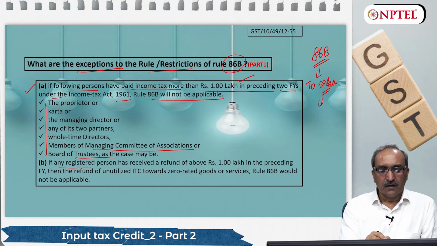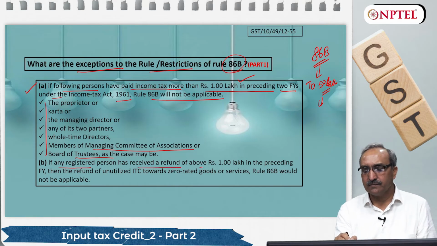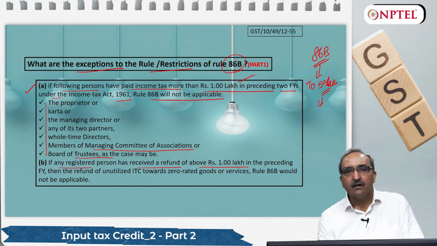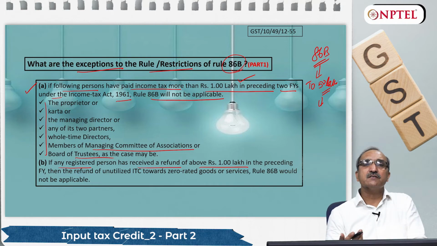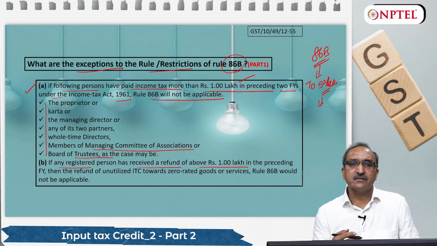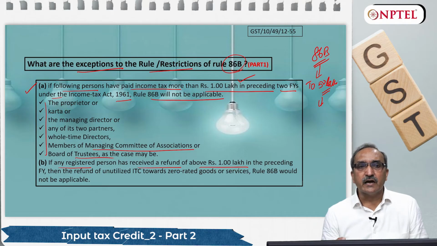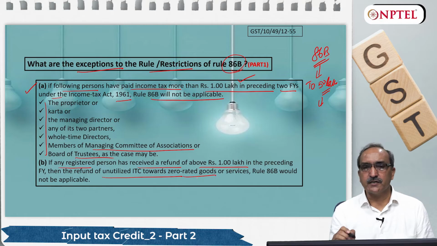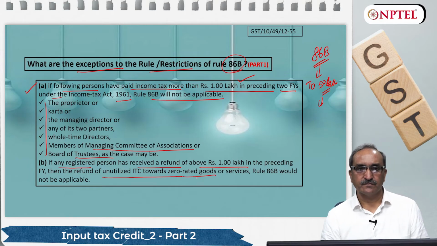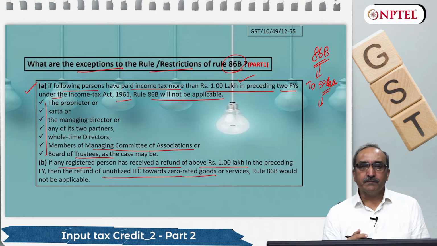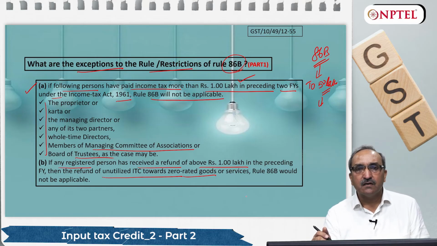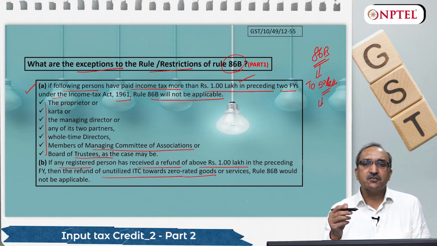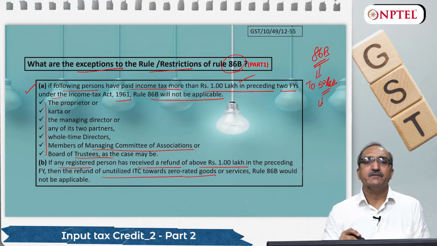Further, if any registered person has received a refund, it further says if any business house is getting refunds because of their exports, zero rated goods, meaning export. So any business house who has received a refund of 1 lakh rupees in previous times, this restriction of 99% is not applicable on that business house also.